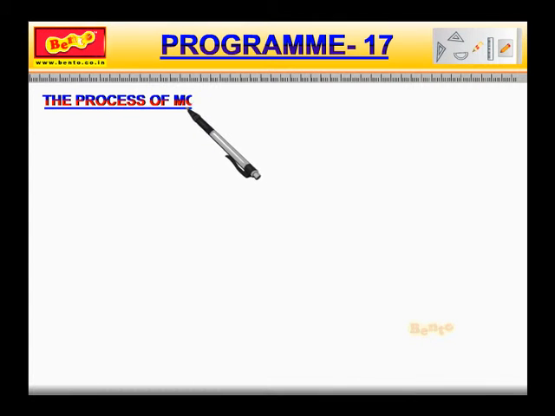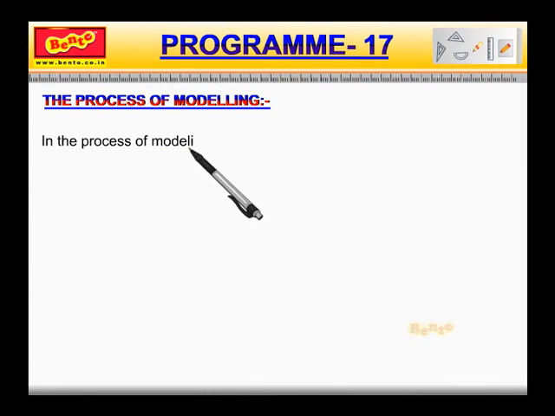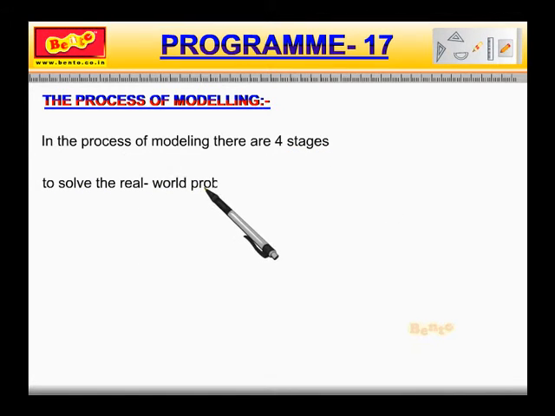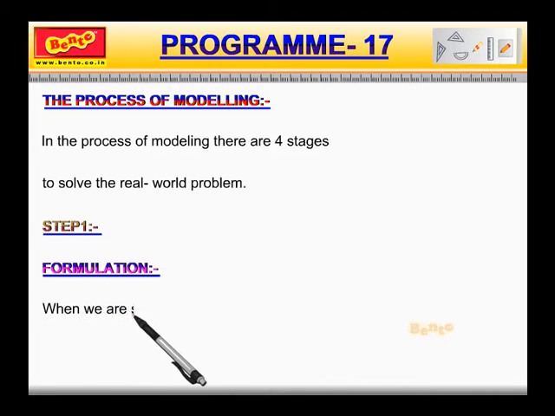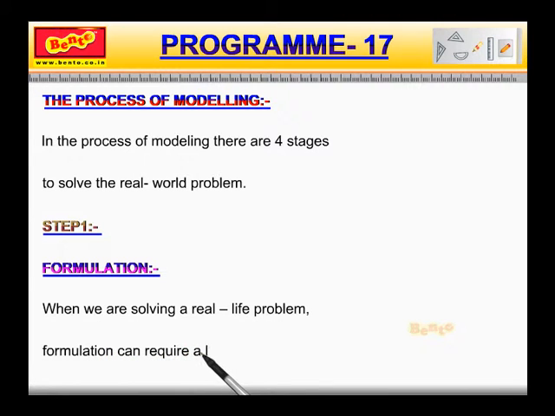The process of modeling. In the process of modeling, there are 4 stages to solve the real-world problem. Step 1. Formulation. When we are solving a real-life problem, formulation can require a lot of time.